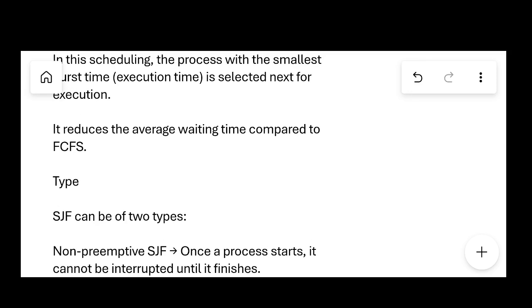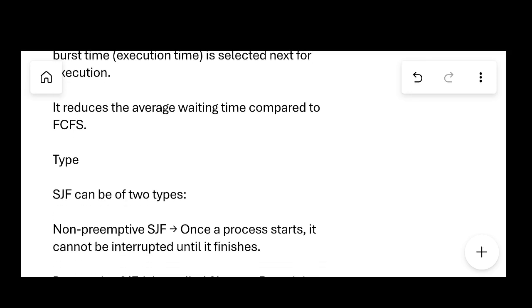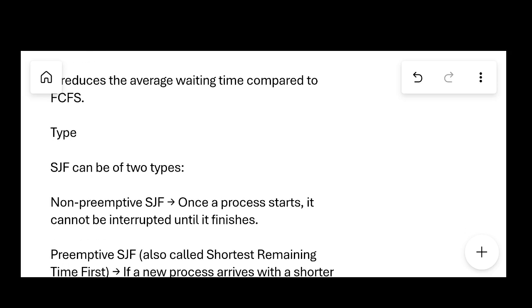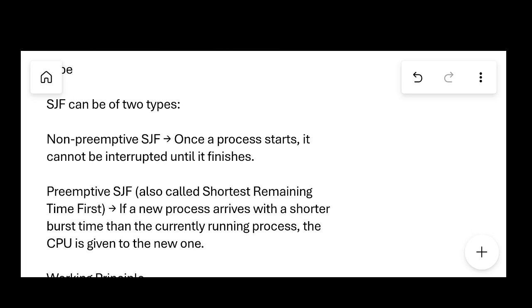SJF can be of two types. Non-preemptive SJF: once a process starts, it cannot be interrupted until it finishes. Then preemptive SJF, also called shortest remaining time first: if a new process arrives with a shorter burst time than the currently running process, the CPU is given to the new one.